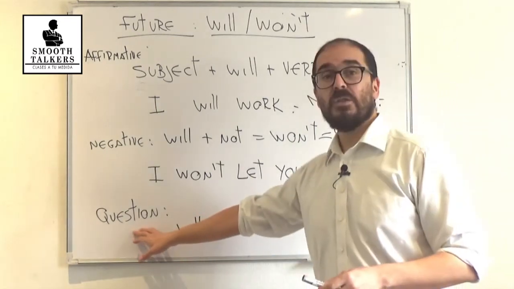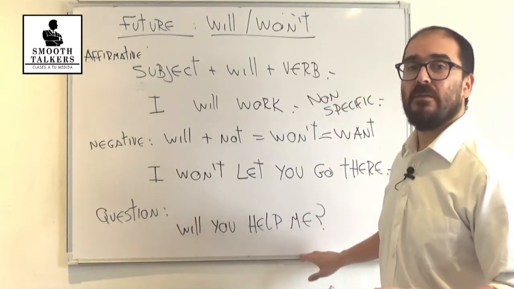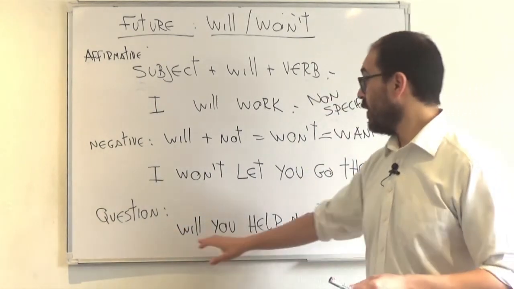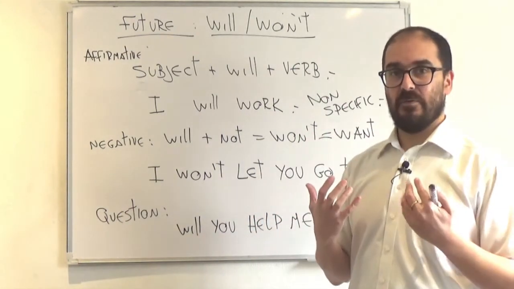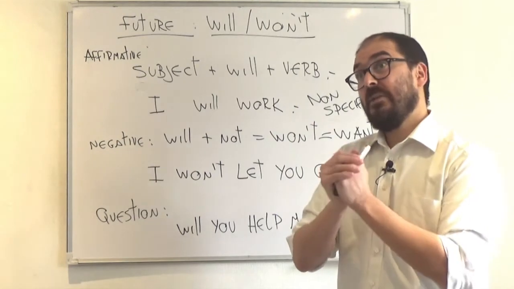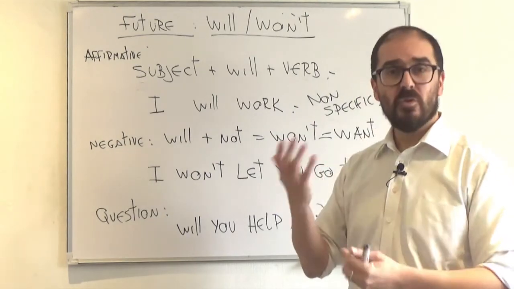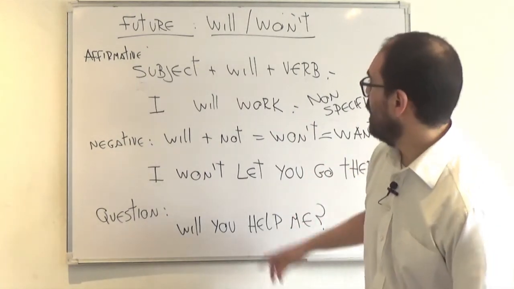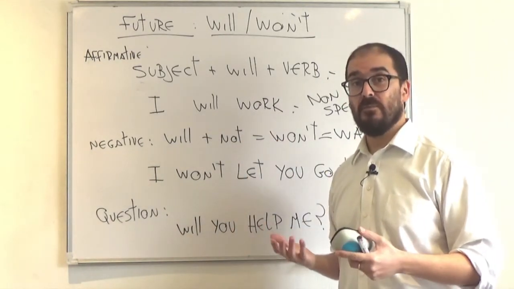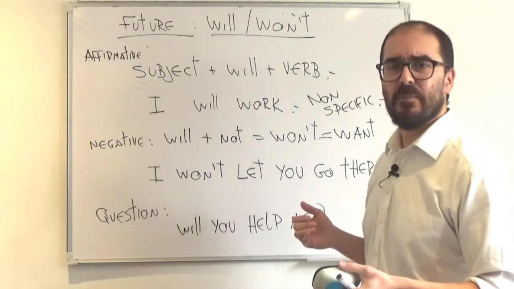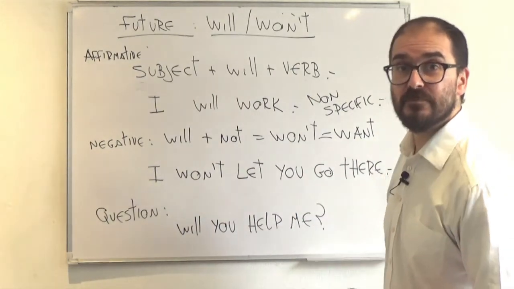Now, let's take a look at the question. Will you help me? Essentially, you're asking for help. You're begging for help. Like, please, will you help me? So you're requesting help. And that's why we use will in a different way than going to. We're going to take a look at a few examples to show you more about this.